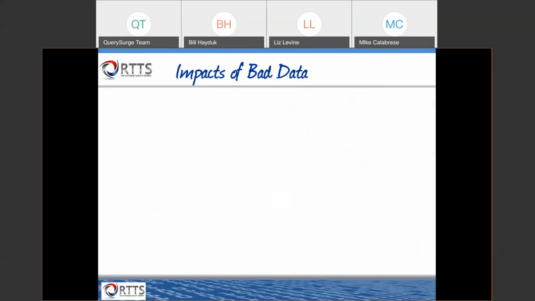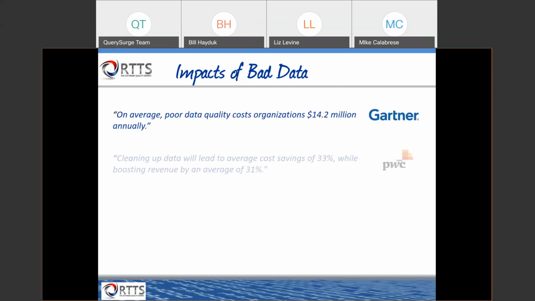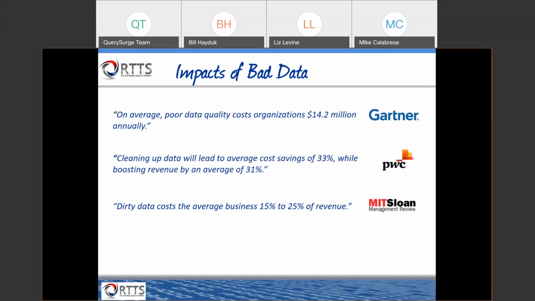If that data is bad, if there is some misinformation in those reports, poor data quality can cost organizations on the order of 14.2 million annually. Companies that are willing to spend the time, the effort, and the resources to clean up that data will realize both a cost and revenue savings. And on the other hand, if a company were not to spend that time, spend those resources, you could end up costing your business revenue between 15 and 25%.